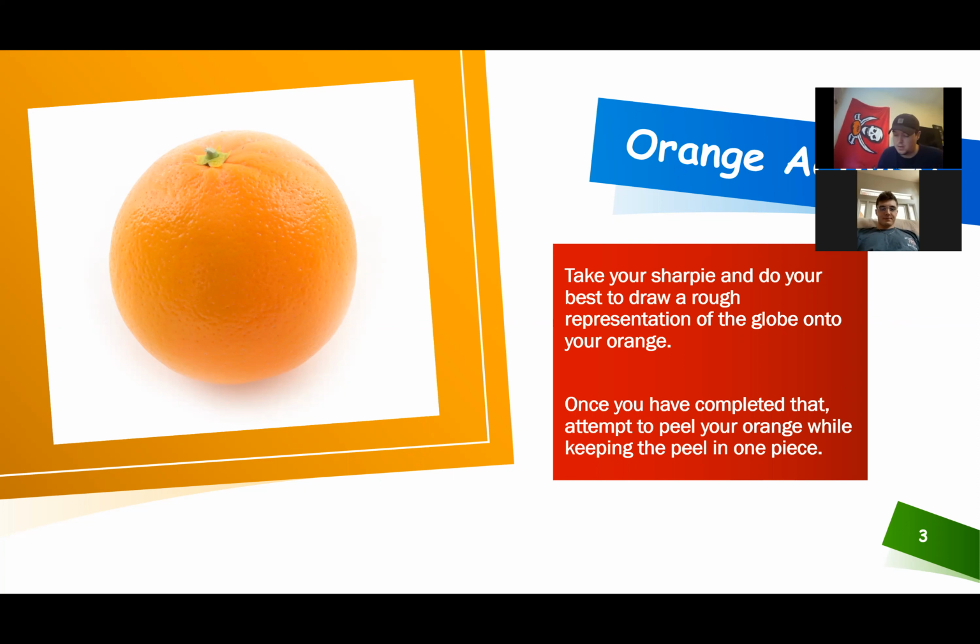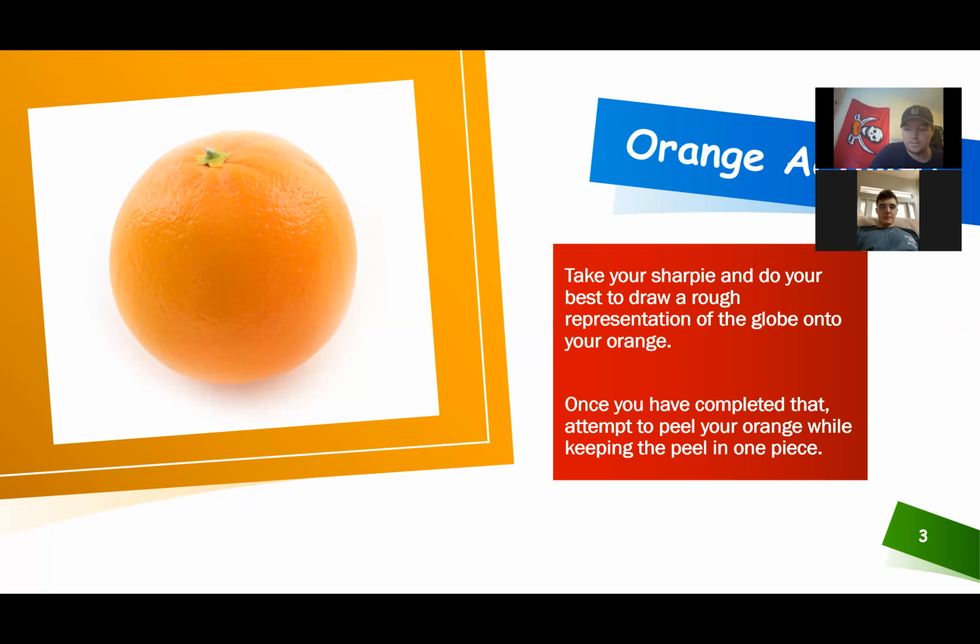But as you can imagine, it's quite difficult to try to get one continuous peel off this orange, similar to how it would be if you were trying to accurately map the world. It wouldn't be a perfect shape, and it would not be what you perceive to be a map, as you've learned throughout school.